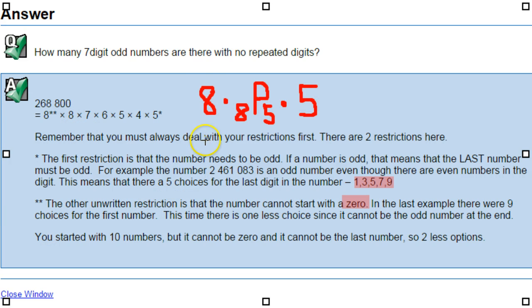So to solve it algebraically, you would have 8 for the first digit times the permutation whereby you arrange 5 objects from 8 times the number of odd numbers.